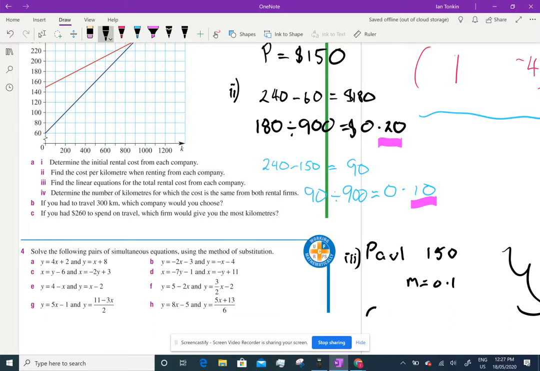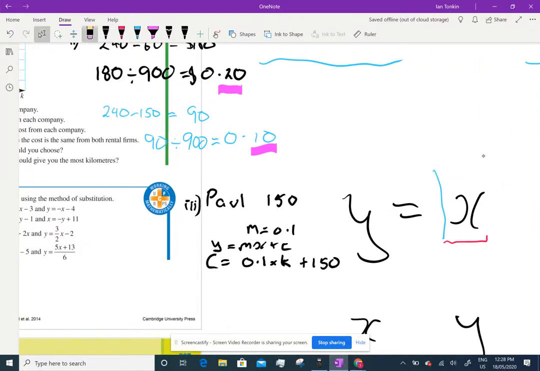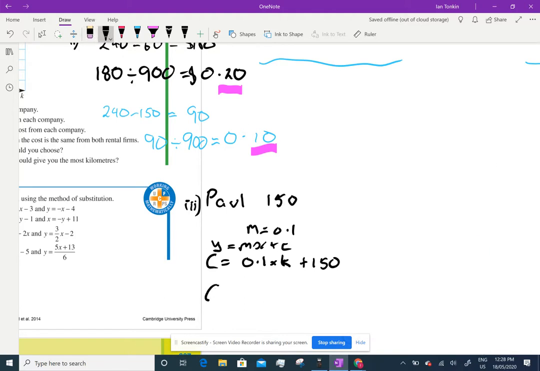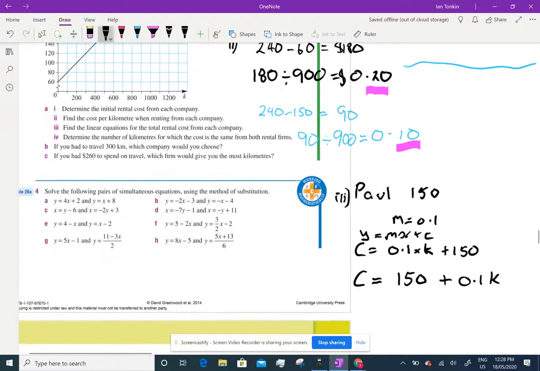So therefore, the cost equals 0.1 times kilometres. Notice that I've changed my x and y. Remember I'd write y equals mx plus c. Well, my y is c, my x is k, and my y-intercept is 150. You could write that a different way. You could write it the cost is 150, take it out the door, plus 10 cents every kilometre. All right, you work out Joe's.